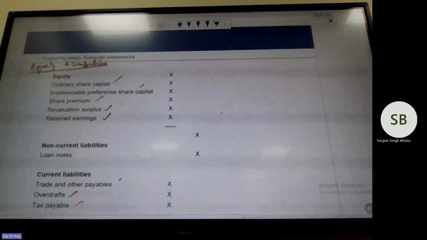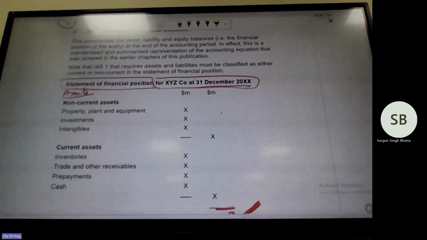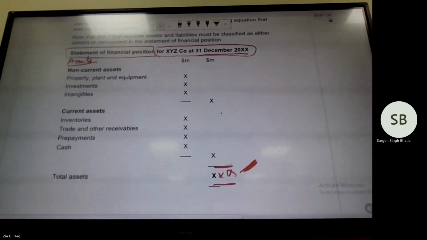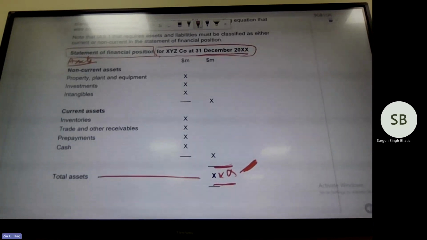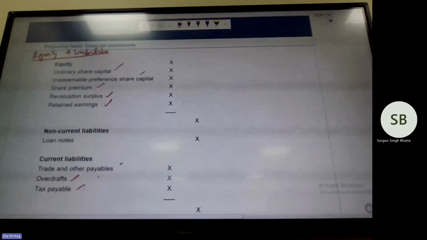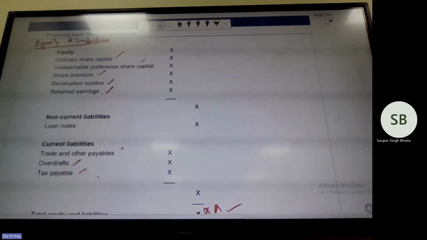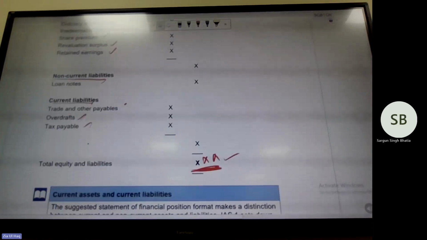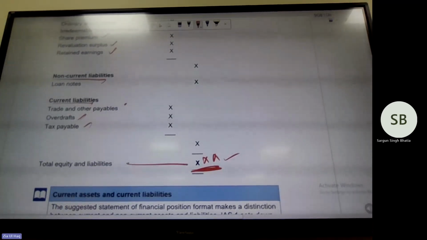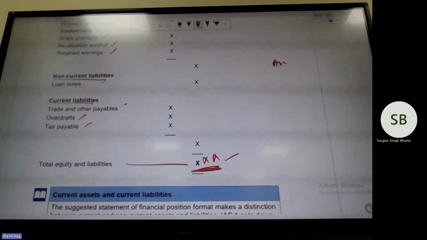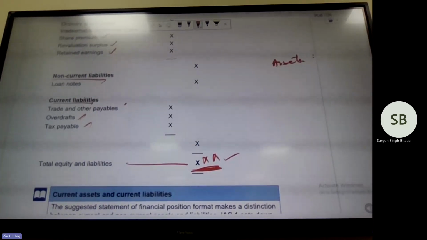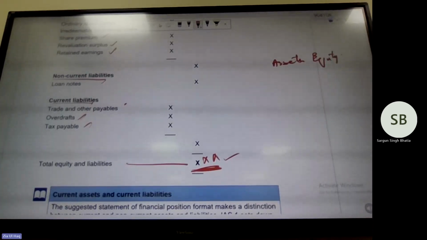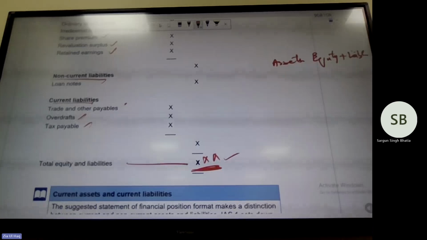So this is the format of balance sheet, statement of financial position. First we record assets. How? The priority is non-current assets first and then current assets. We need to make their total. And then the second side of balance sheet is equity and liabilities, and we will record equity first, then non-current liabilities, then current liabilities and their total. That should be equal to total assets, because assets are always equal to equity plus liabilities.